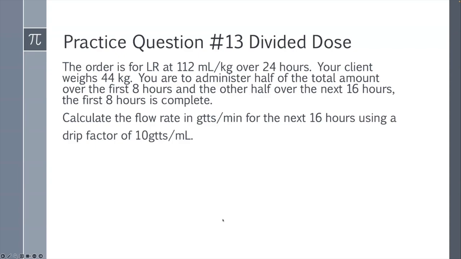Calculate the flow rate in drops per minute for the next 16 hours using a drip factor of 10 drops per milliliter. That's what they want us to solve for. So again, my drops over here.